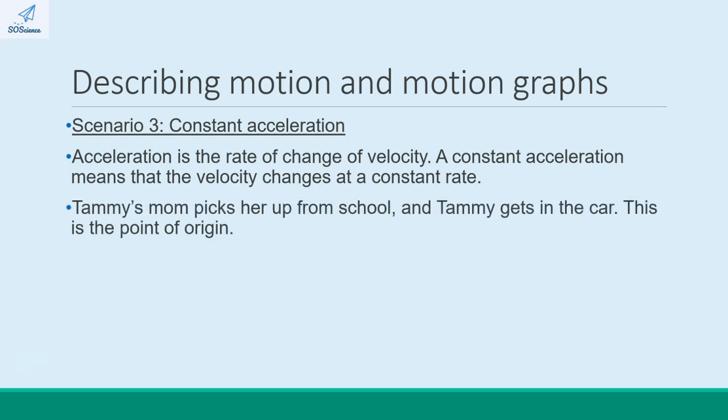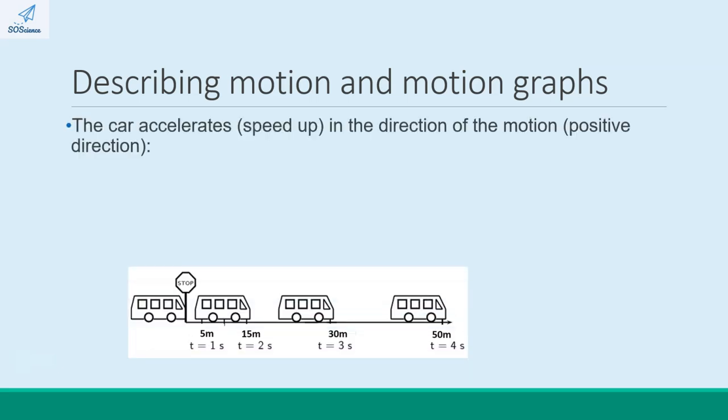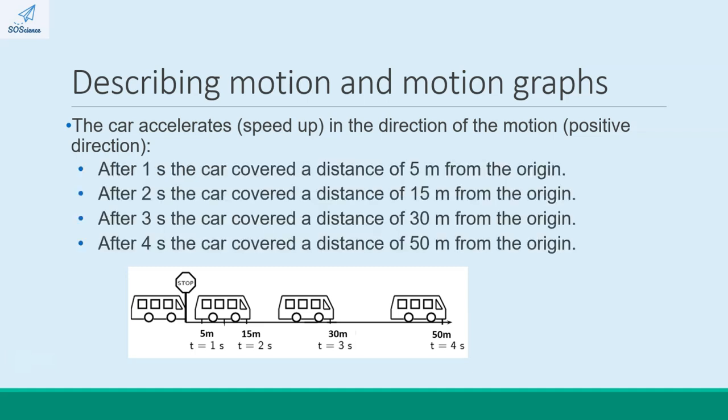Let's look at the scenario. Tammy's mom picks her up from school and Tammy gets in the car. And this is our point of origin. Now the car is accelerating, speeding up in the positive direction, which is defined as the direction of the motion. So after 1 second, the car has covered a distance of 5 meters from the origin. After 2 seconds, the car has covered a distance of 15 meters from the origin. After 3 seconds, 30 meters, and after 4 seconds, 50 meters.